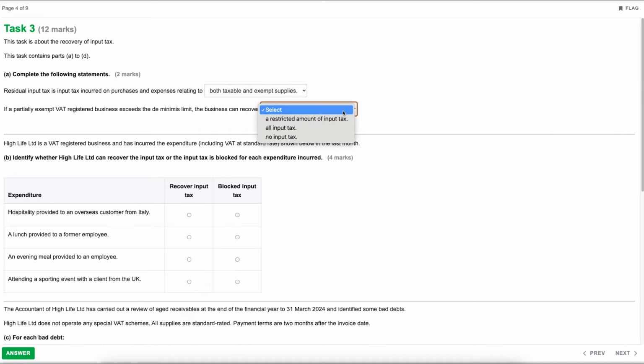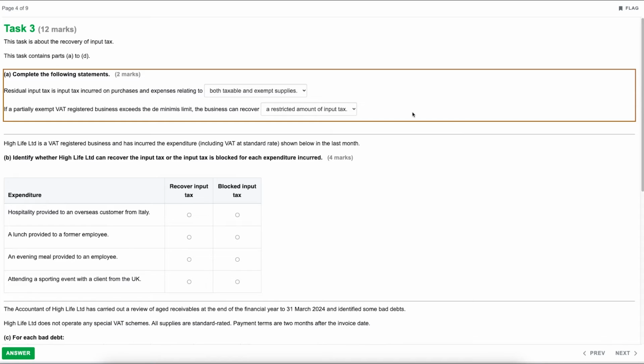So then the next line states if a partially exempt VAT registered business exceeds the de minimis limit, the business can recover. We've got a restricted amount of input tax, all input tax, or no input tax. So it would be a restricted amount of input tax. So they do this proportionally. I know this because I actually used to have to do this. So if you make, as I said before, exempt supplies and taxable supplies, they will look at the proportion.